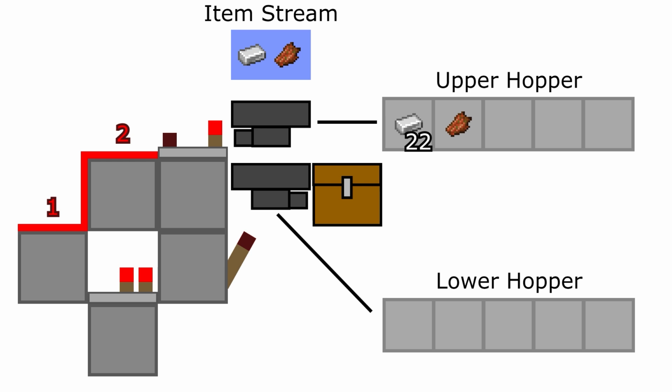The lower hopper pushes an iron ingot into the chest and pulls an iron ingot from the upper hopper, because again, hoppers fill and drain from left to right, and now there are 21 ingots and 1 flesh in the upper hopper. Now we have a problem.